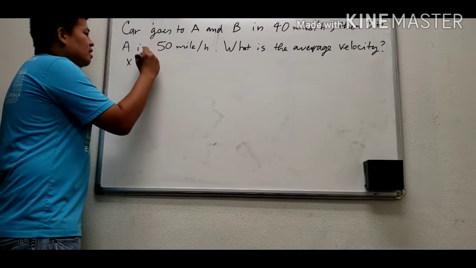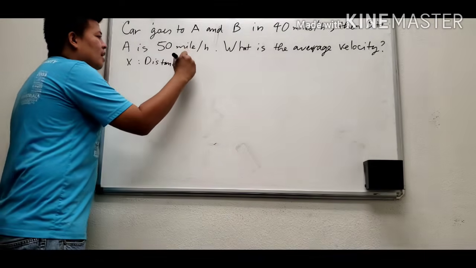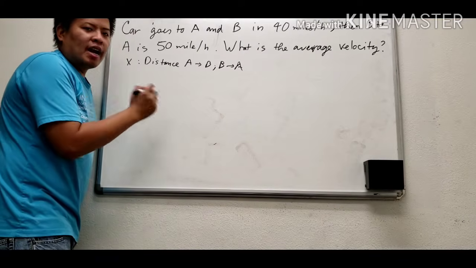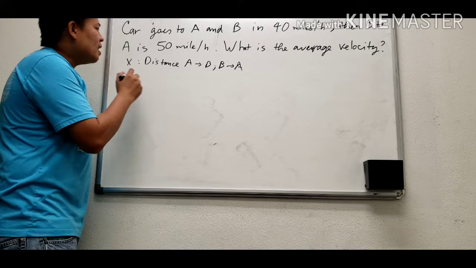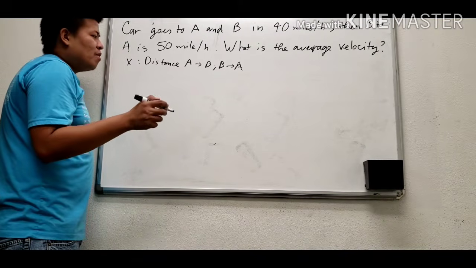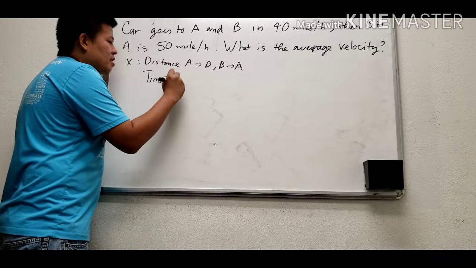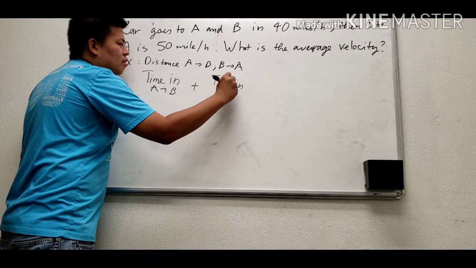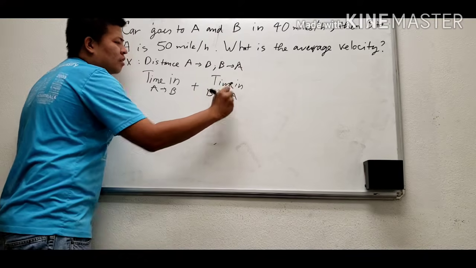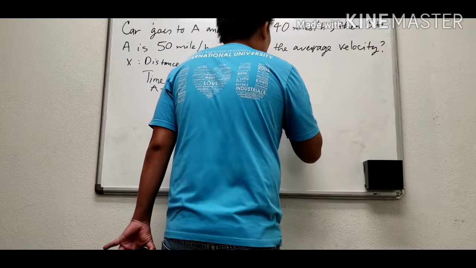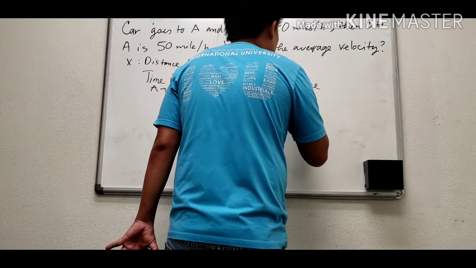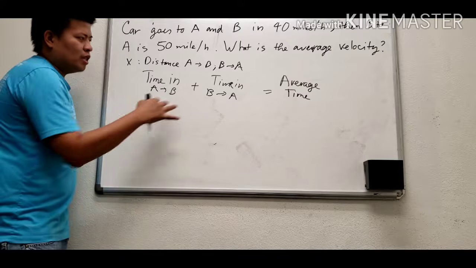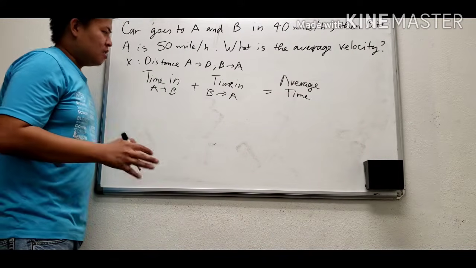We suppose that S is the distance from A to B and from B to A. Because the distance from A to B and from B to A are the same, S. And we know that the time from A to B plus the time from B to A will equal the total time, because when we sum the two times, the total time doesn't change.